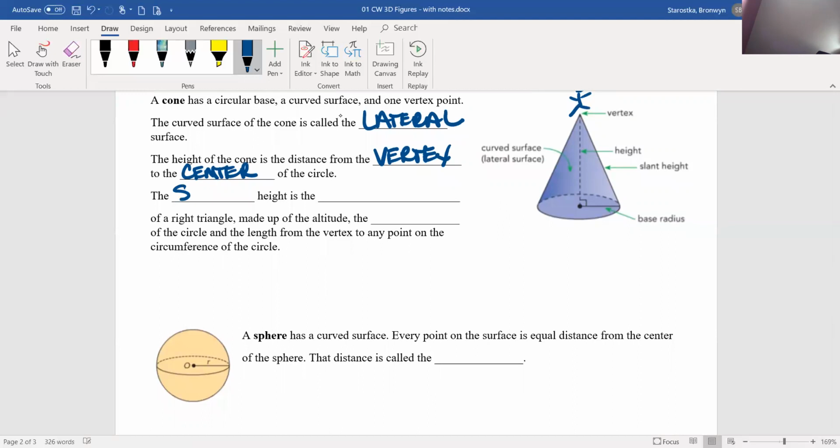The slant height is going to be a hypotenuse of a right triangle made up of the altitude, the radius of the circle, and the length from the vertex to any point on the circumference of the circle. Do you see the right triangle here?